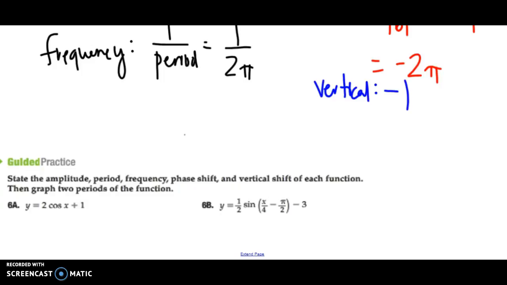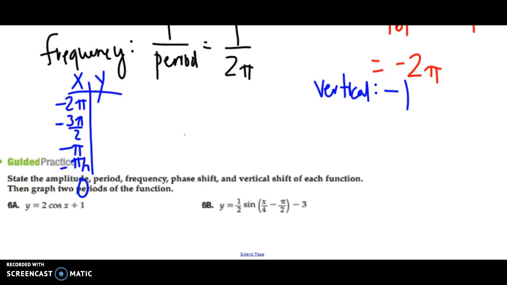Now the nice thing is that when we make our x and y table, the phase shift is -2 pi. So I go -2 pi, okay, starting at 0. Then I would add pi over 2, so that would be -3 pi over 2. Okay, add another pi over 2 would be -pi. Add another pi over 2 would be -pi over 2, and then I'd go to 0.